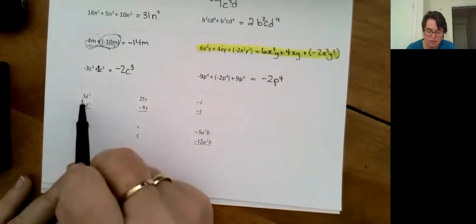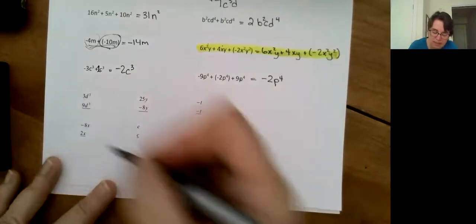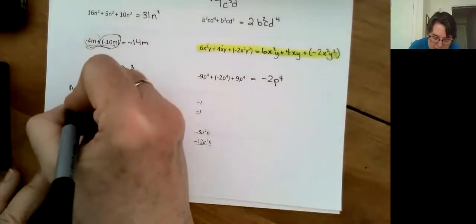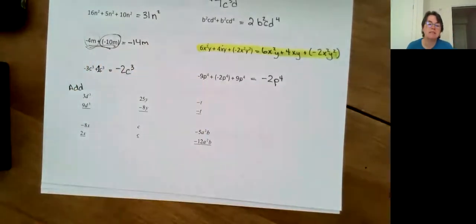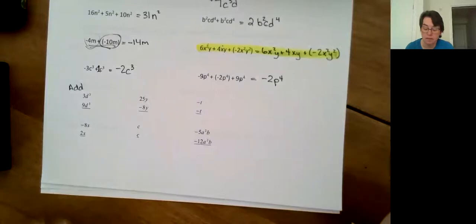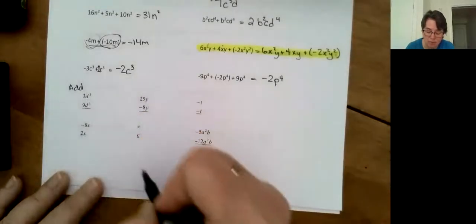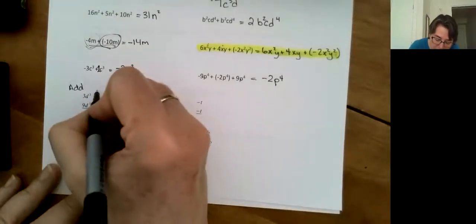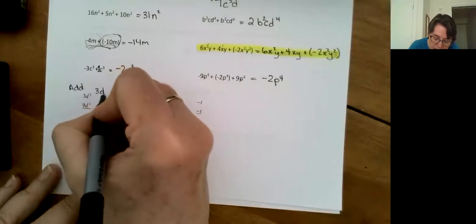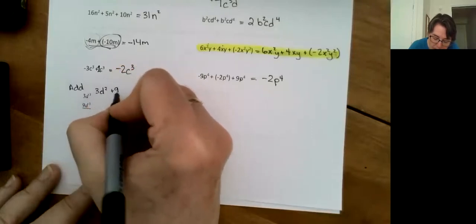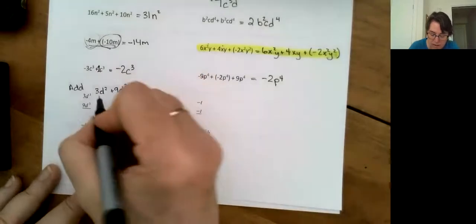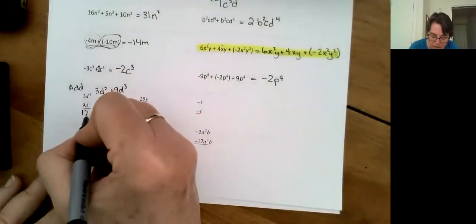One thing you should know is with a question like this, it would probably say add the polynomials, because there's no signs telling you what to do. So whatever signs you see here belong to the numbers. So this is the same as 3d squared. So 3 and 9, that's 12d3.